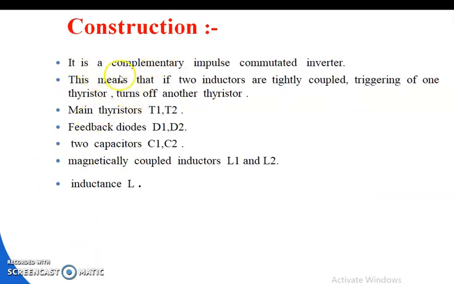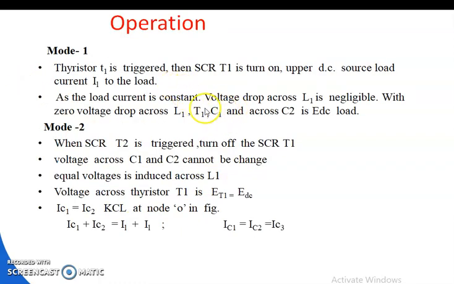Then the construction: it is a complementary impulse commutated inverter. This means that if 2 inductors are tightly coupled, triggering one thyristor turns off the other thyristor. The main thyristors are T1, T2, the feedback diodes are D1, D2, the 2 capacitors are C1 and C2, and the magnetically coupled inductors are L1, L2, with inductance L. Then we come to the operation.